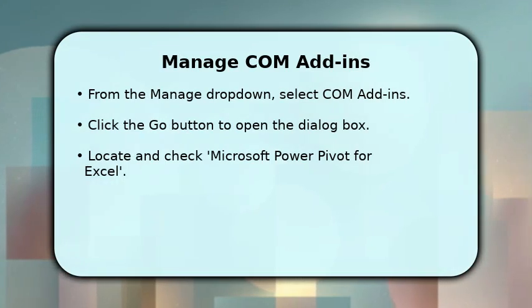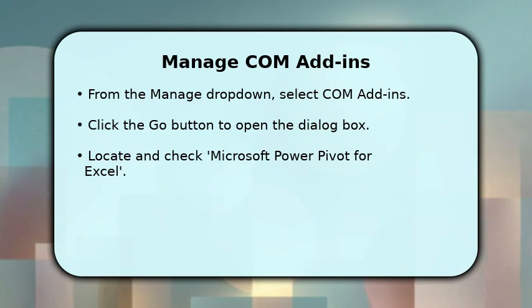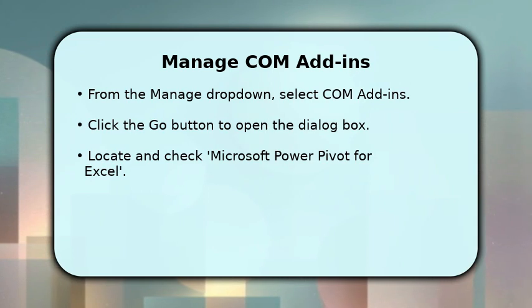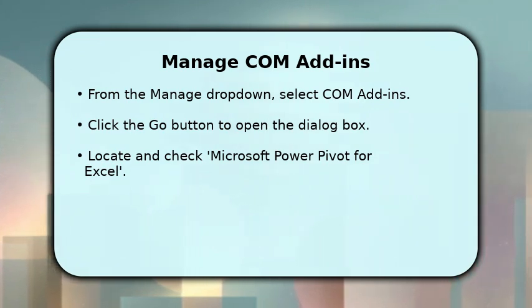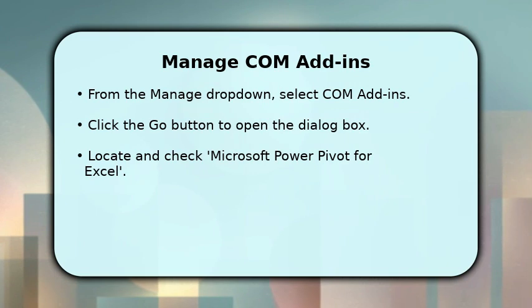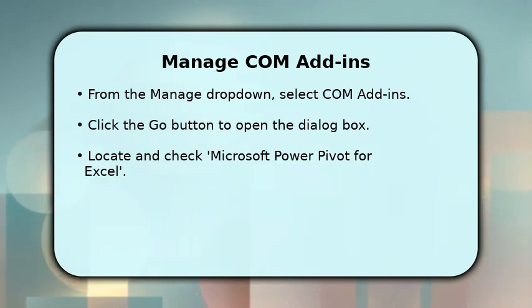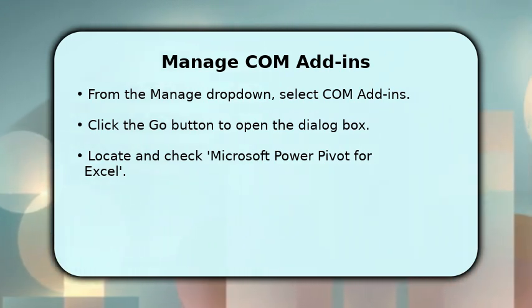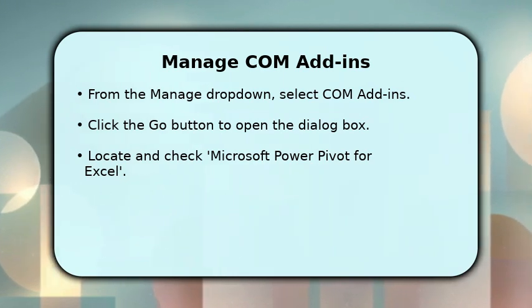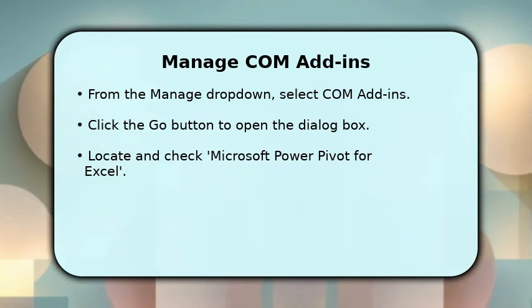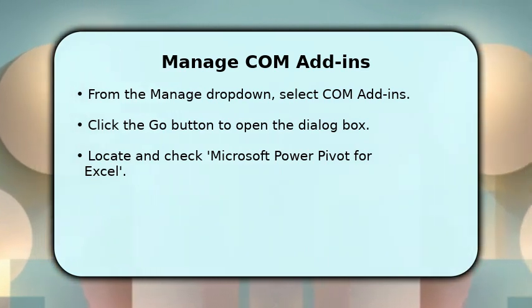Once you're in the Add-ins section, you'll see a Manage drop-down menu at the bottom of the window. Click on this drop-down and select COM Add-ins, then click the Go button right next to it. A new dialog box will pop up, listing various COM add-ins. Scroll through the list until you find Microsoft Power Pivot for Excel. Make sure to check the box next to it, and then click OK to confirm your selection.